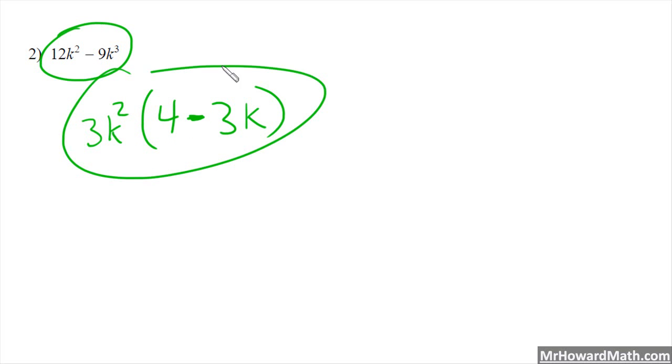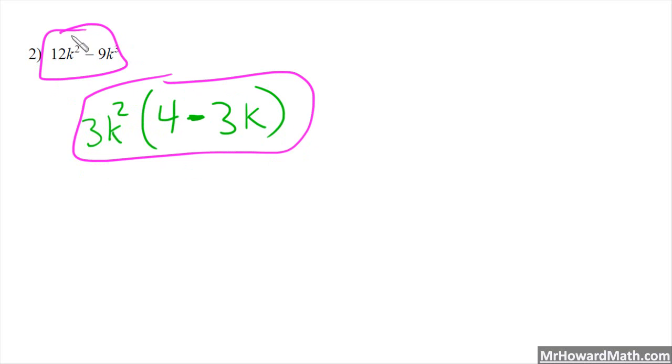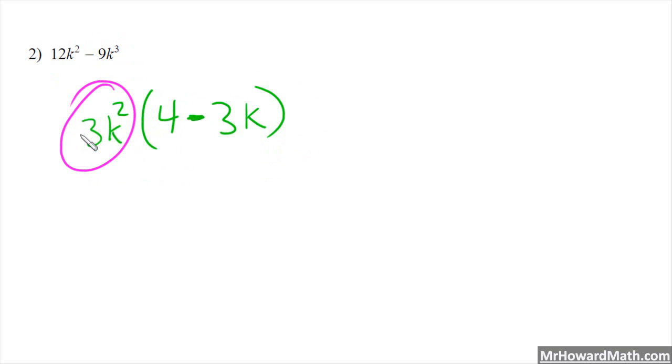This is equivalent to this. We always want to distribute back in and verify that we did it correctly. 3k squared times 4 is 12k squared. Check. That part's right. 3k squared times negative 3k is negative 9k cubed. So that checks out as well. So this is equivalent to this. Greatest common factor would be 3k squared.